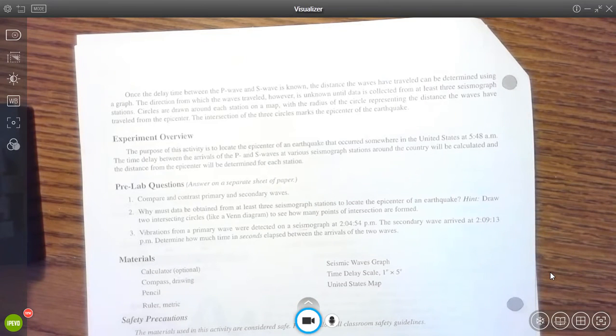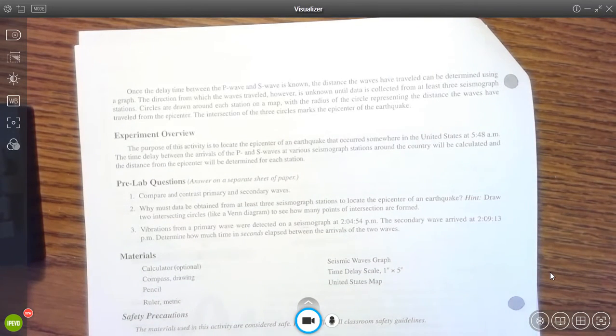Experiment overview. The purpose of this activity is to locate the epicenter of an earthquake that occurred somewhere in the United States at 5:48 a.m. The time delay between the arrivals of the P and S waves at various seismograph stations around the country will be calculated, and the distance from the epicenter will be determined for each station. Pre-lab questions. You're going to go ahead and answer these with me.